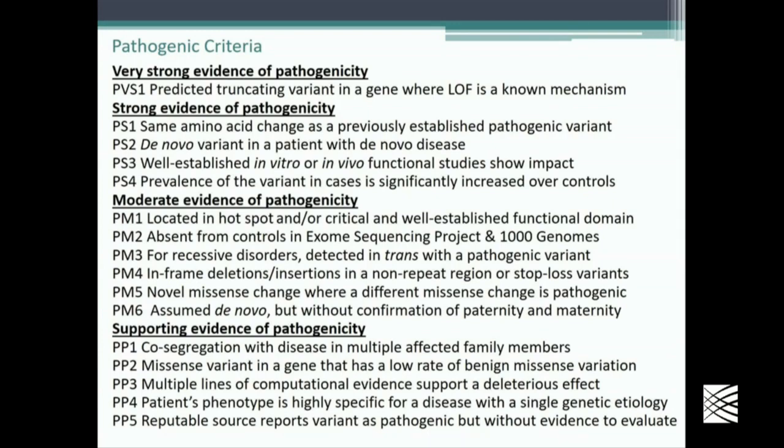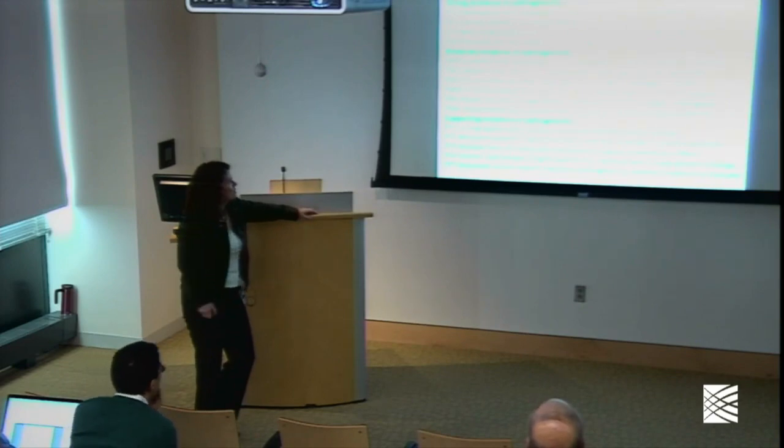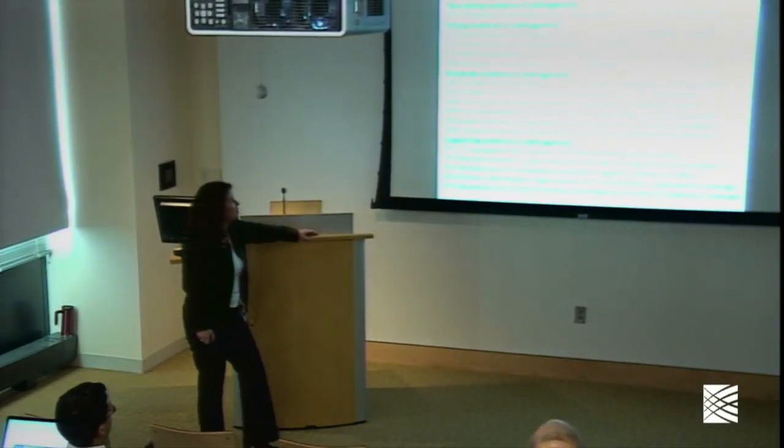If it was the same amino acid change as a previously established pathogenic variant, so it was a different nucleotide change, but had the same effect in terms of changing the protein, that would be a fairly strong piece of evidence. If it was a de novo variant in a patient with de novo disease, in a gene already well established as cause of disease, that would be strong evidence. There are well-established in vitro or in vivo functional studies showing impact.